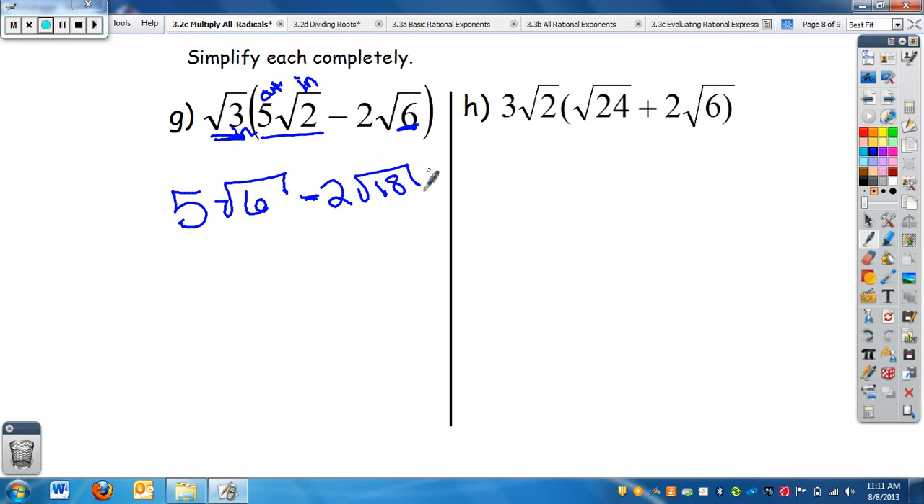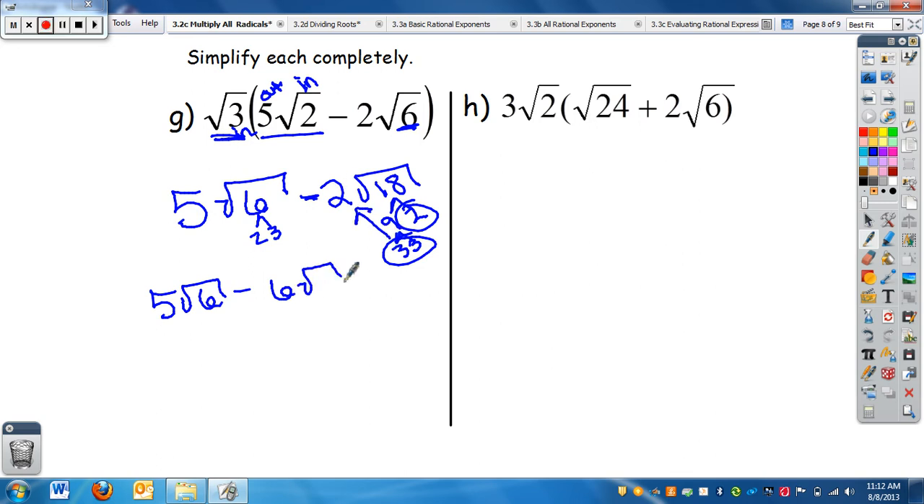Alright, can't stop there. You always got to check to see if you simplify. You have 6, which is 2 and 3. No pairs, so that one is done. I can root 18 is 9 and 2. 3 and 3. If we have a pair of 3's, we got a 2 that got left. So it's 6, joins the 2, root 2. These two cannot be put together because they are not alike. They do not have the same root.